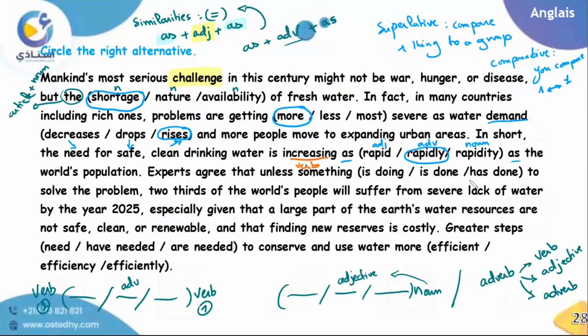Okay, we're talking in the passive form. So we need a passive form of the verb, which is done. Something is done. We don't know who is going to do it. We just need that action to happen. So here we're focusing on the action. Something is done to solve the problem.